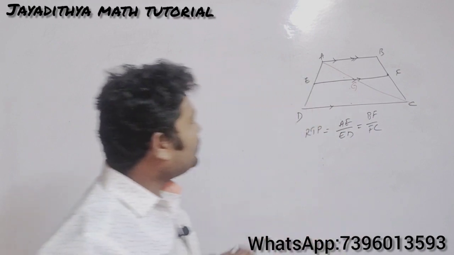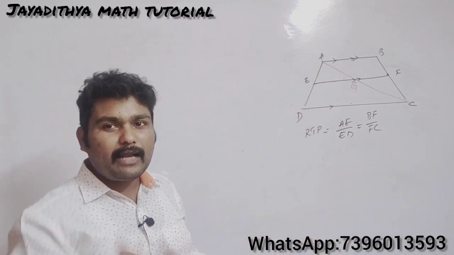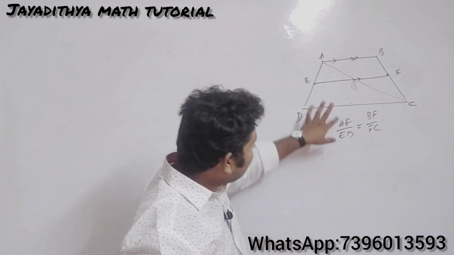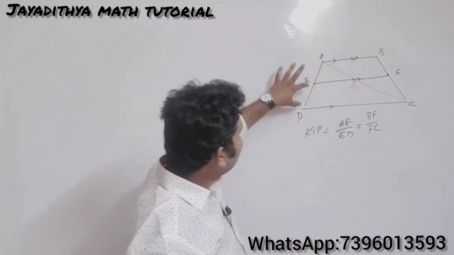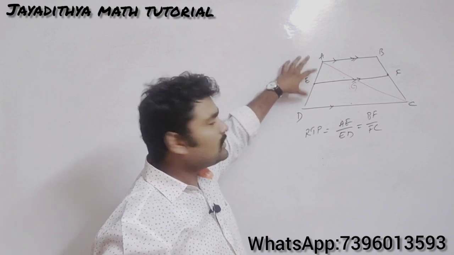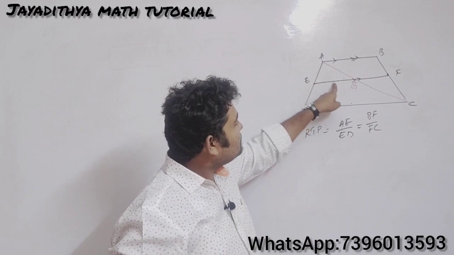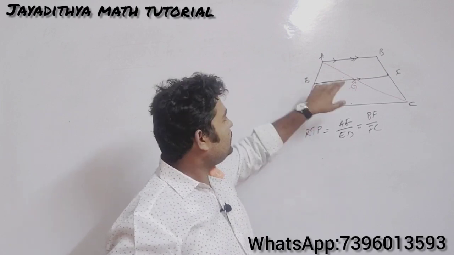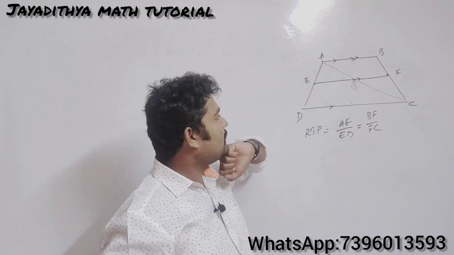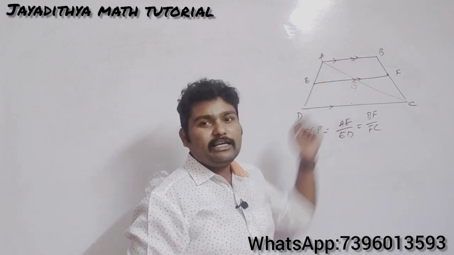Now what can you observe here? First of all, let us try to understand what we need to prove. See here, AE by ED is nothing but the ratio of the parts of one side, and you know that this line EF is parallel to AB. Also, what do you know here? DC is parallel to AB.